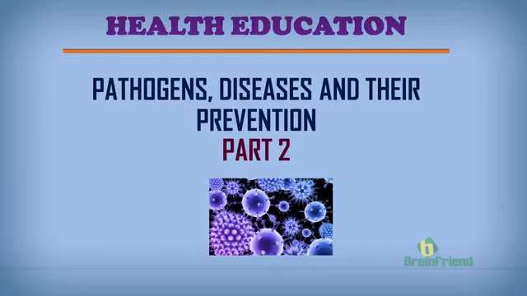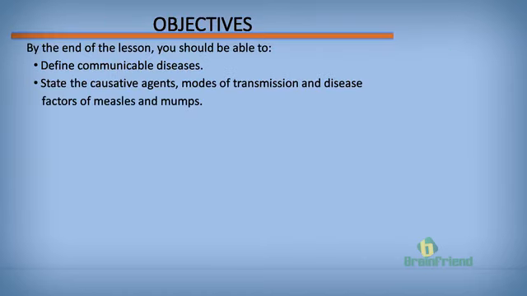We'll be looking at the theme health education. I'll be taking part 2 of a topic we started previously, pathogens, diseases, and their prevention. By the end of this lesson, you should be able to define communicable diseases and state the causative agents, modes of transmission, and disease factors of measles and mumps.